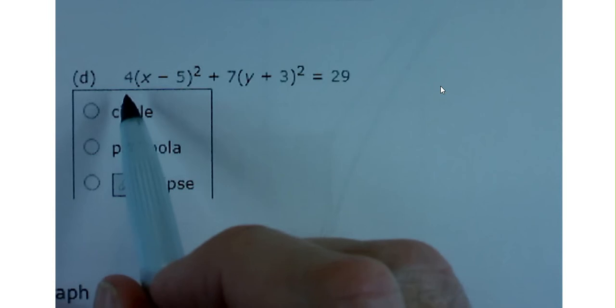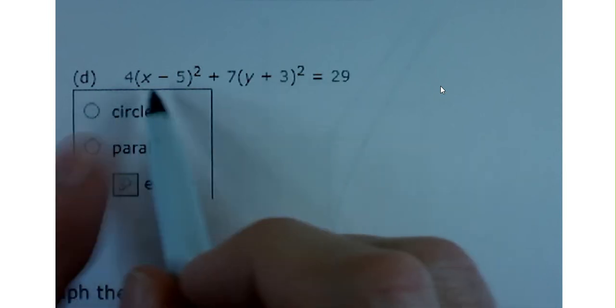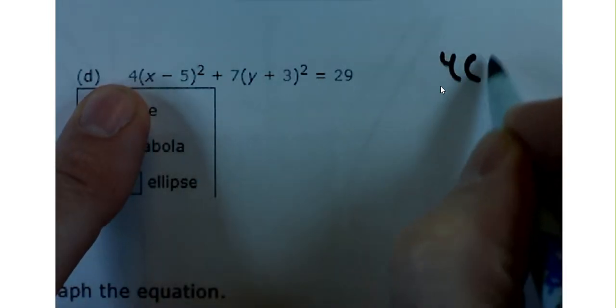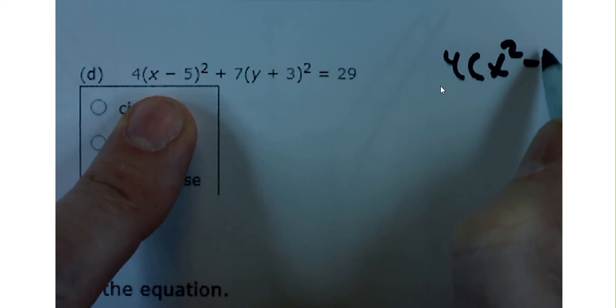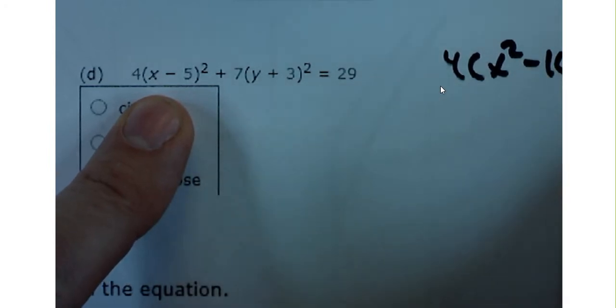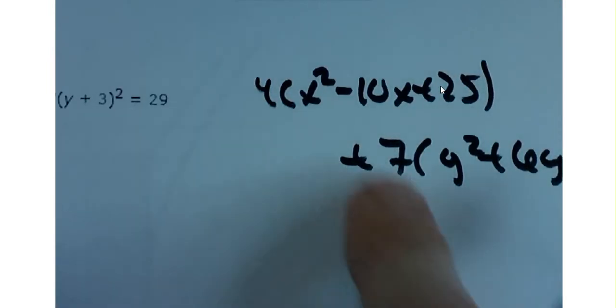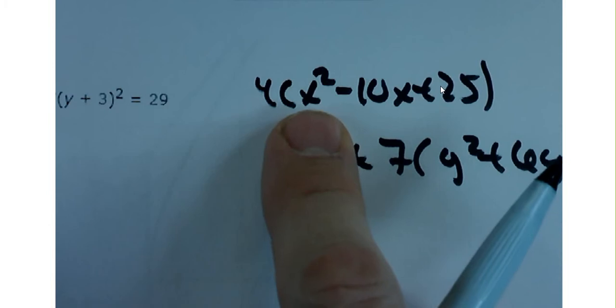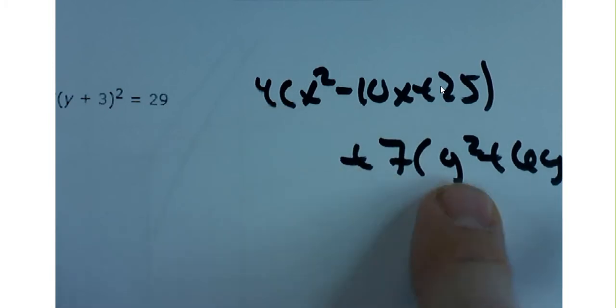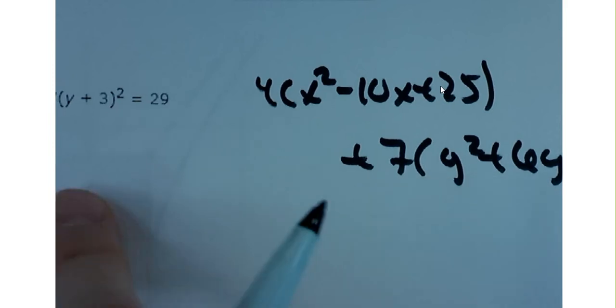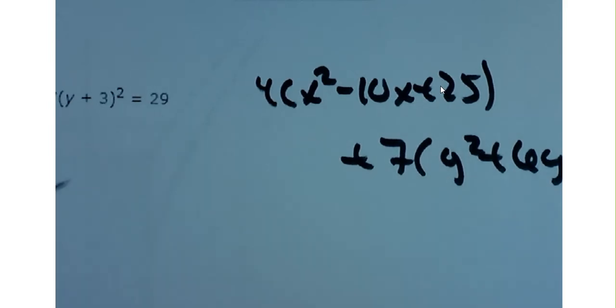Here's an example where the coefficients of the squared terms are different. If you squared this one out, it'd be 4 times x squared minus 10x plus 25 plus 7 times y squared plus 6y plus 9. If you squared it out, the coefficient of the squared term here is 4, the coefficient of the squared term here is 7. Well, it can't be a circle because you got two squared terms, it can't be a parabola, it has to be an ellipse.